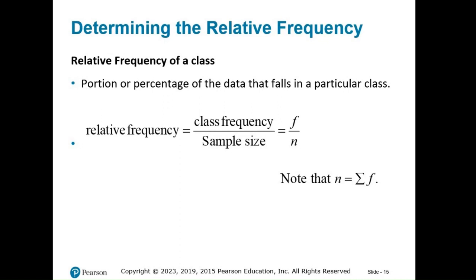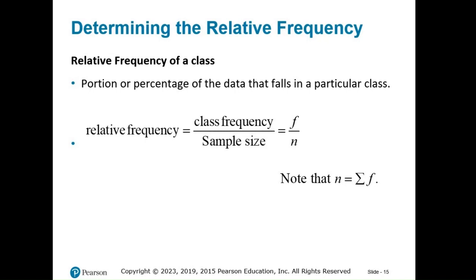We are using the lowercase f for class frequency and lowercase n for sample size. That E-looking symbol is the capital Greek letter sigma, and it means sum. It is noting here that the sample size, or n, is actually the sum of all of the frequencies. For our note-taking purposes, lowercase f in frequency distributions is frequency, lowercase n is sample size, capital sigma is sum, and lowercase n, or sample size, is the sum of all the frequencies.